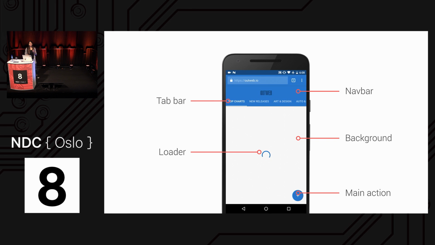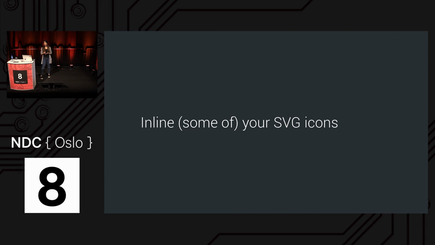So another way to work on a very fast first load is to inline some of our SVG icons. First, as a recommendation, if you have icons on your website, then use SVG icons rather than PNG, because it's very, very small. And if you want to take it a bit further, you could inline some of these SVG icons.